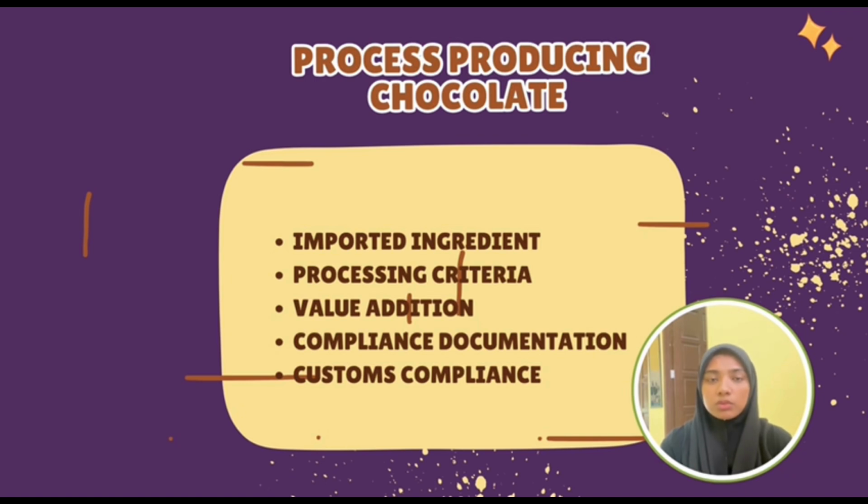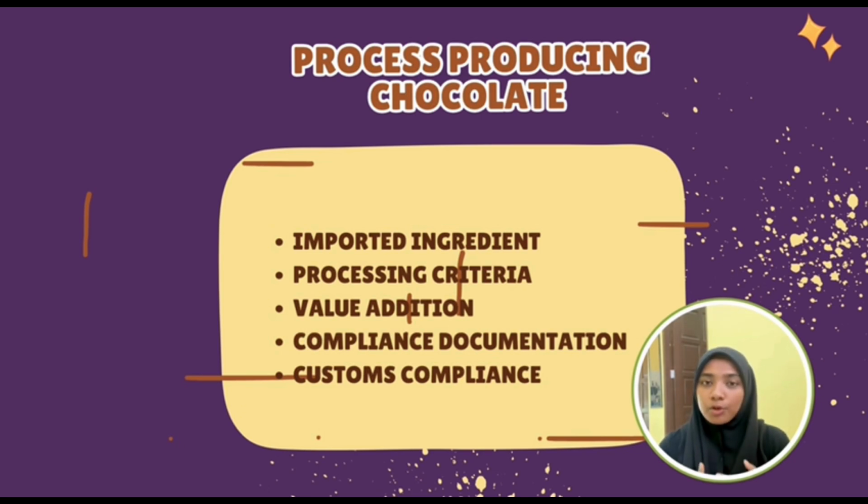So I will continue with the process of producing chocolate. Firstly, imported ingredients, which is cocoa beans and other ingredients come into England for chocolate making. The next process is processing criteria, which is imported cocoa beans must undergo significant processing like roasting, grinding, refining, and conching to qualify as England origin under trade agreements.